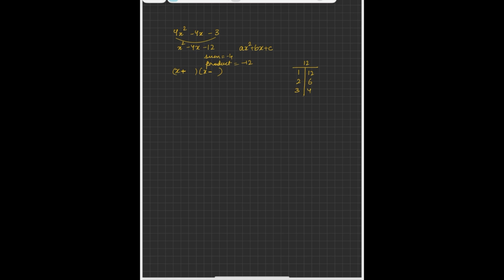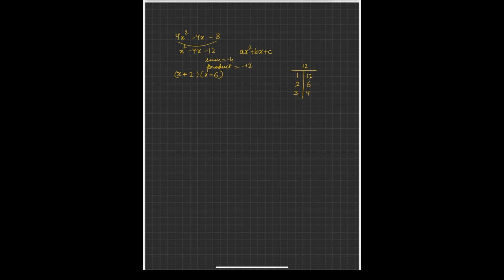Now clearly we can see here 2 and 6. The difference between 2 and 6 will be 4. So since minus 4 is negative, the bigger number has to be negative. So we'll write x plus 2 and x minus 6. Now since we had multiplied 4 and 3 to make it 12, here we will divide this by 4. So our expression will become x plus 1 by 2 and x minus 3 by 2.